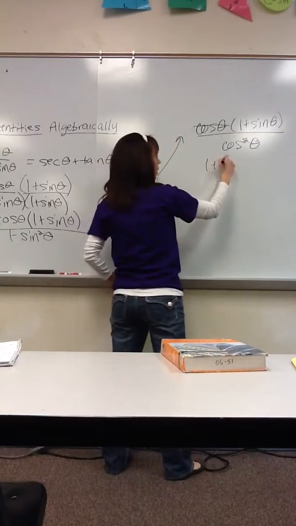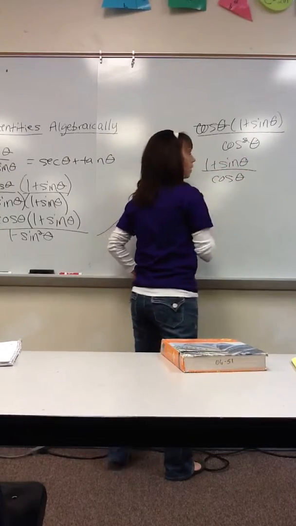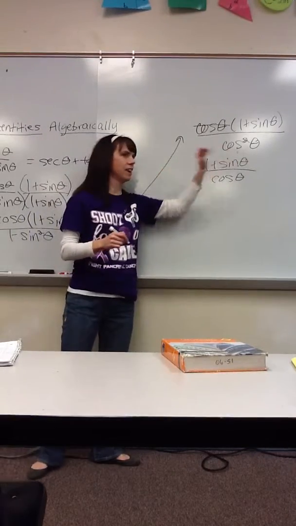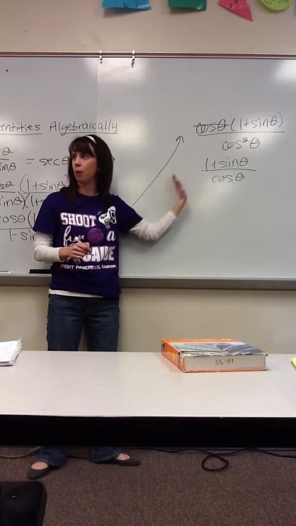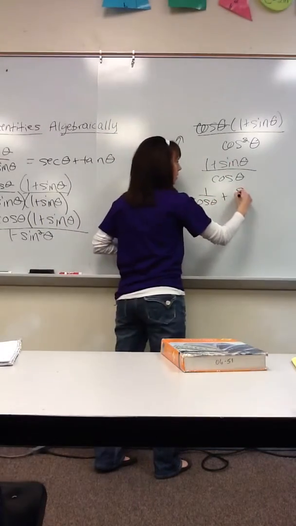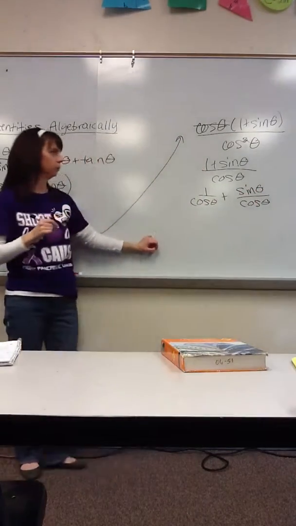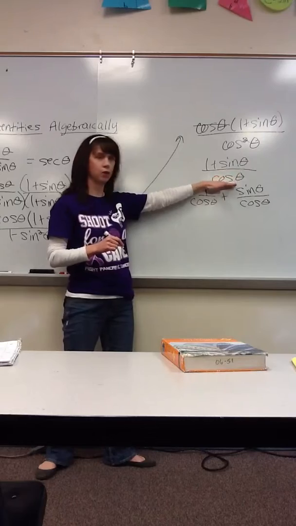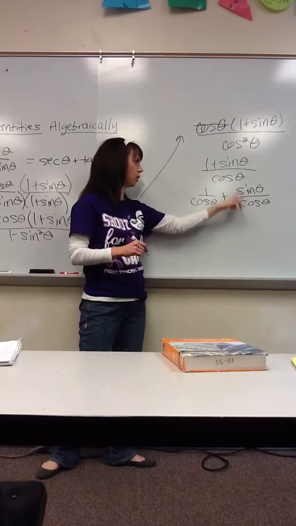What I really have is 1 plus the sine of theta over the cosine of theta. Both of these things are over the cosine of theta. If they are both over the same thing, I'm going to separate them. 1 over the cosine of theta plus the sine of theta over the cosine of theta. Both of these things, 1 and the sine of theta, are over the same denominator. So I just separated them and made them 2 separate fractions, both with the same denominator that they were over.